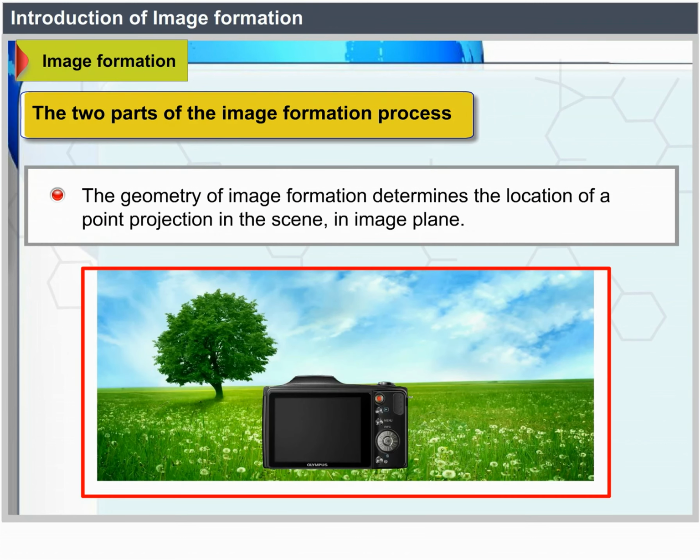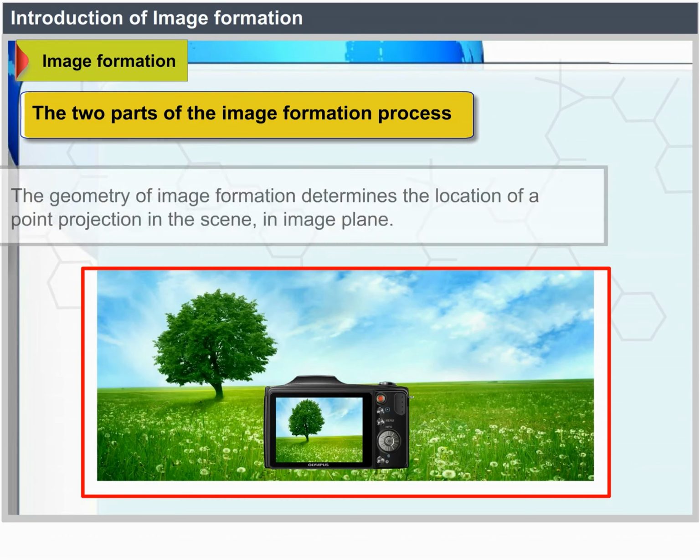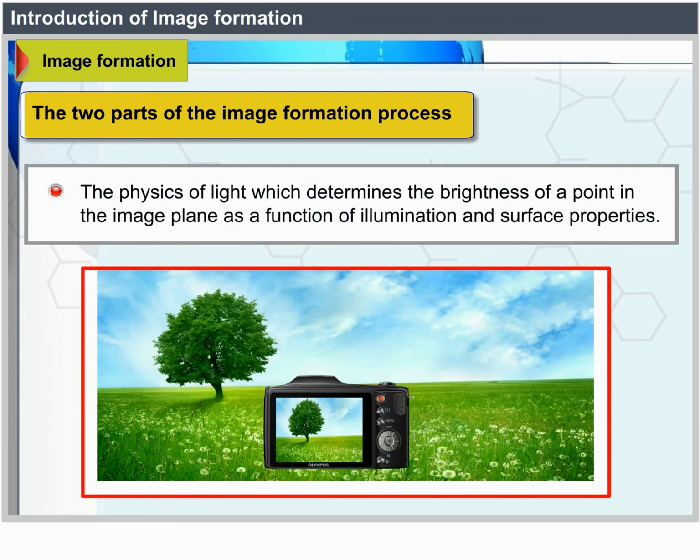The geometry of image formation, which determines where in the image plane the projection of a point in the scene will be located. The physics of light, which determines the brightness of a point in the image plane as a function of illumination and surface properties.